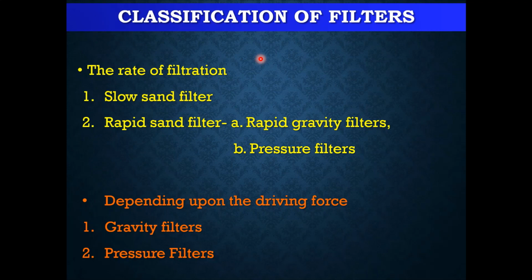By what quantity the rate is higher than the slow sand filter, I will discuss when we move ahead. And rapid sand filters are of two types, rapid gravity filters and pressure filters. Gravity filters means no additional pressure is there; under the force of gravity, water will pass and purification will occur. In pressure filters, water passes under pressure in a closed chamber, and the rate of filtration is much higher than the rapid gravity filter.